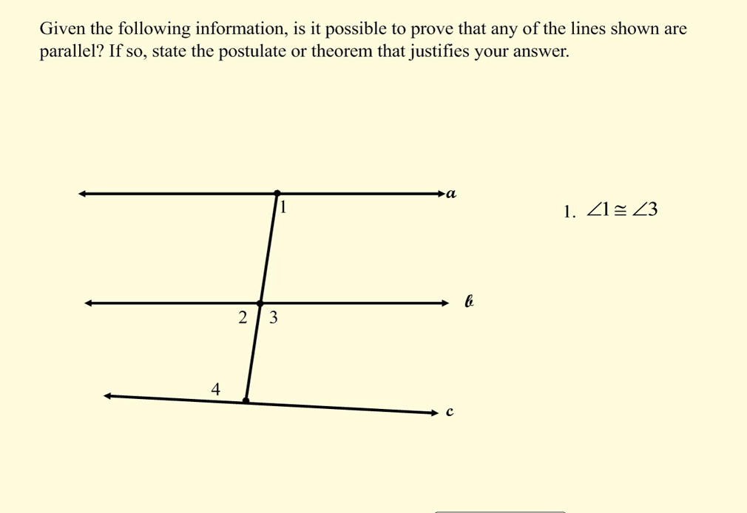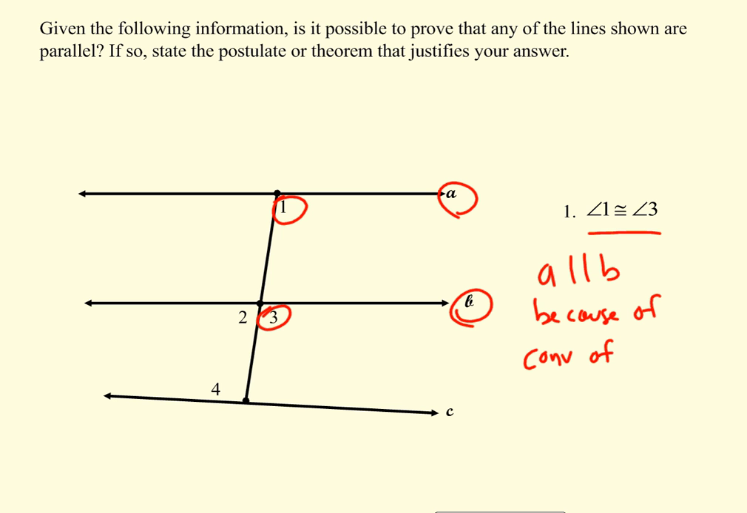So let's take a look. Is it possible to prove A, B, C, any of those are parallel to the other ones, given just angle 1 is congruent to angle 3? That's all I know. Well, here's what I'm going to say. I can say, yes, A and B are going to be parallel because of the converse of corresponding angles. We'll talk a little bit about what converse means. That is all I can say, though.